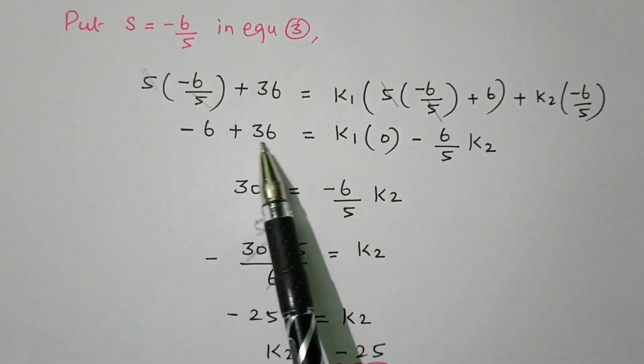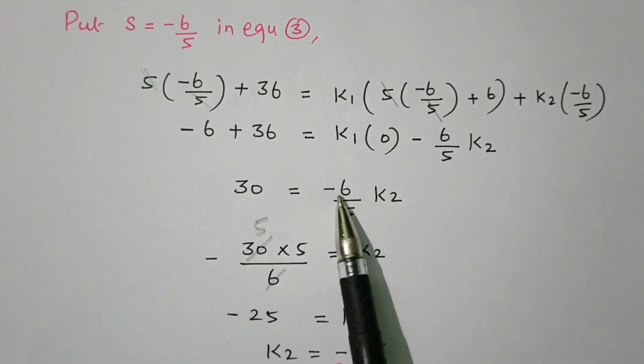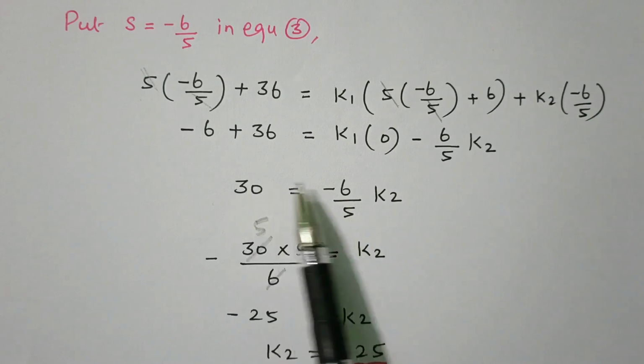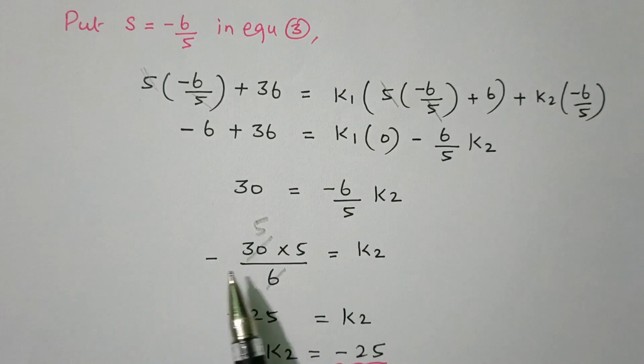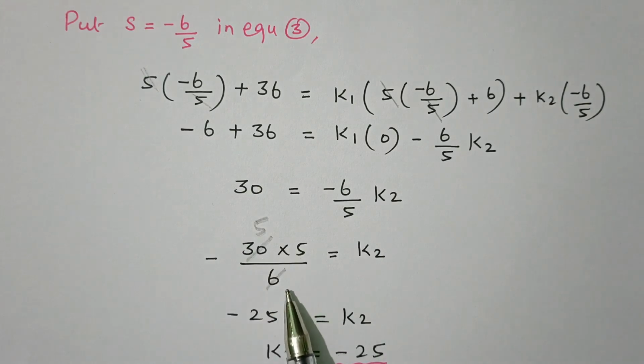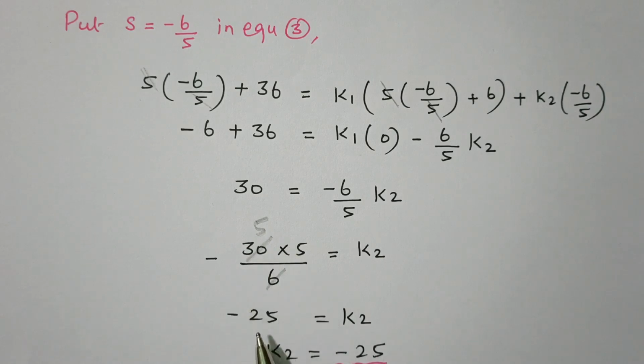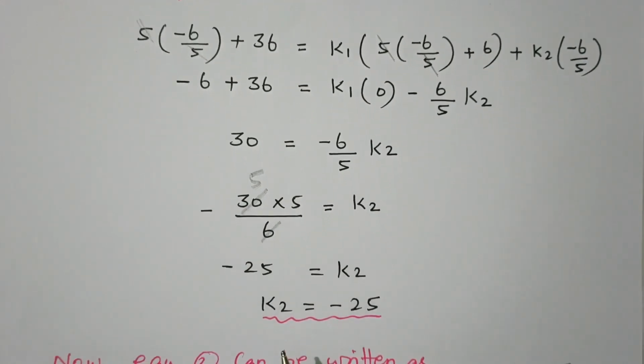So minus 6 plus 36 is 30, equal to minus 6 by 5 K2. Now cross multiply this. 30 into 5 divided by 6, with the minus sign, so minus 30 into 5 divided by 6. It goes 5 times, so 5 into 5, 25. Minus 25. So K2 equal to minus 25. Now we have calculated K1 as well as K2. K1 is 6. K2 is minus 25.